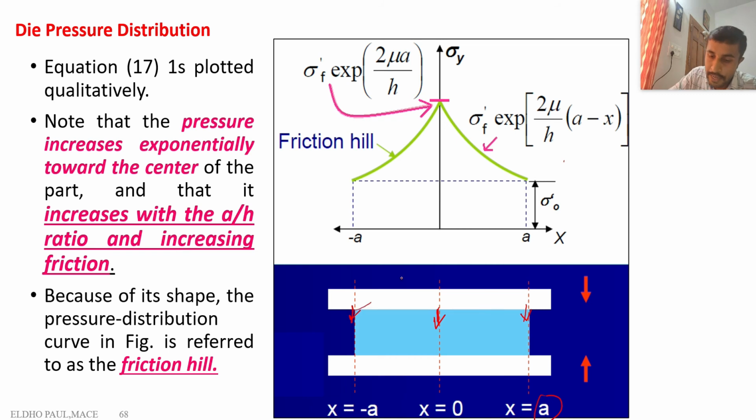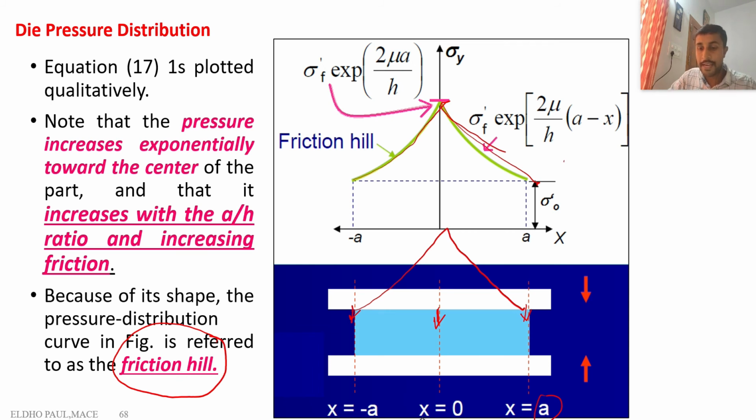And there will be a variation like this. A hill, an exponential curve we can see here. This is not a straight line. It is an exponential curve. That variation is called friction hill. This is called friction hill.